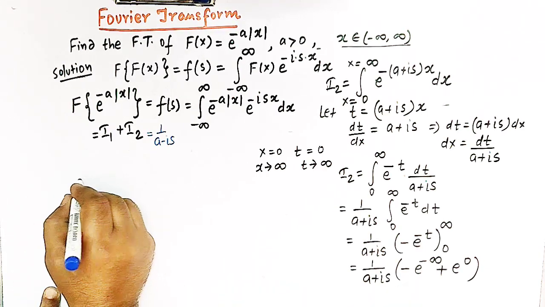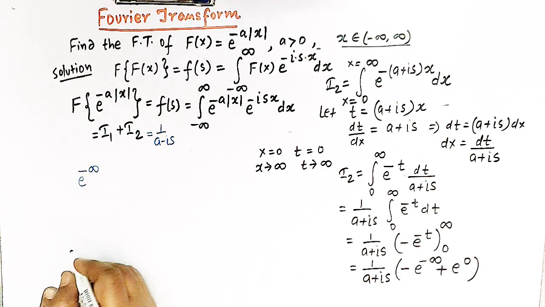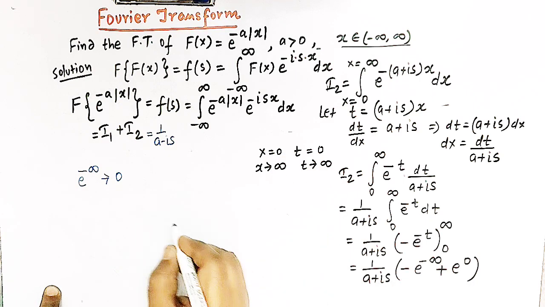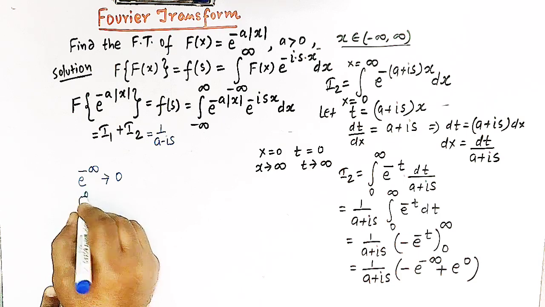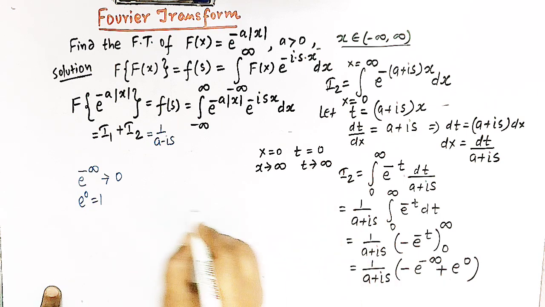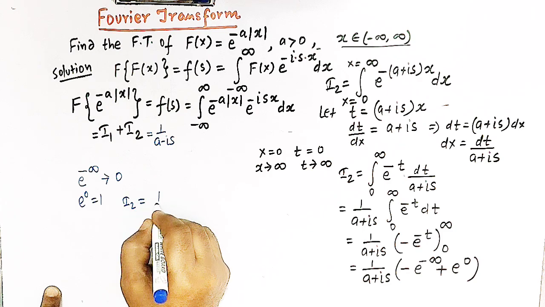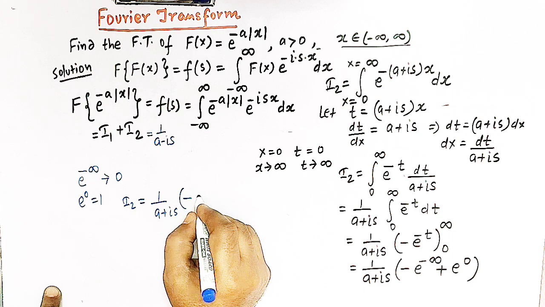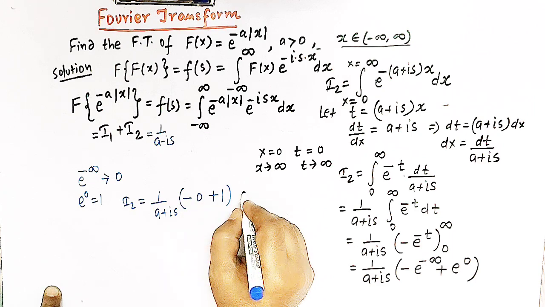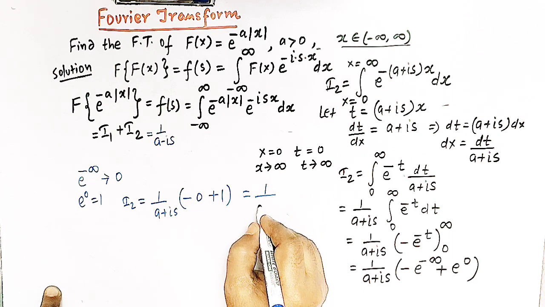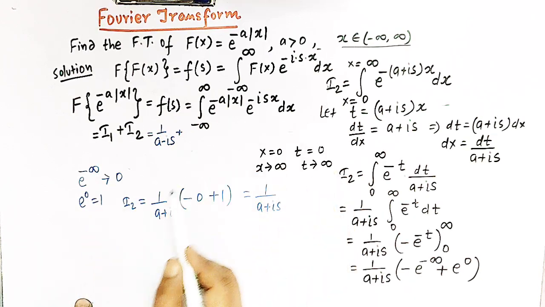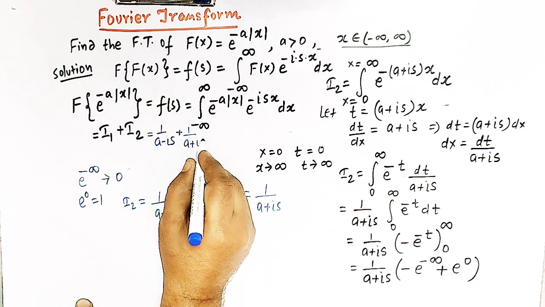Now e raised to minus infinity tends to 0, as we have just explained, and e raised to 0 is equal to 1. So we have now the value of I2 as 1 over a plus is times minus 0 plus 1. So this is simply 1 over a plus is. So now the value of the integral I2 is 1 over a plus is, right?